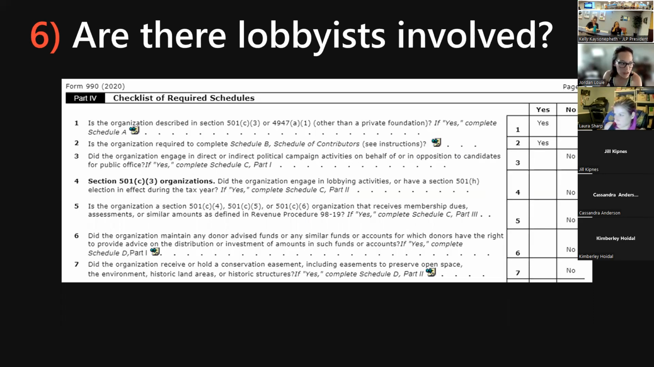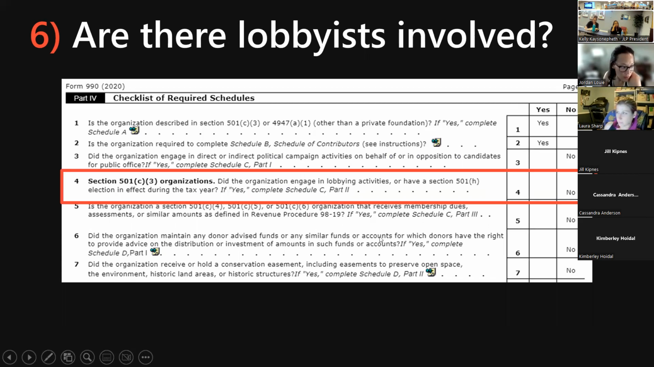The next question. So you're gonna scroll down over the accomplishments. You're gonna go to part 4, IV, checklist of required schedules. And we're gonna look at question number 4. So for 501(c)(3)s, those charitable organizations, did the organization engage in lobbying? Yes or no?